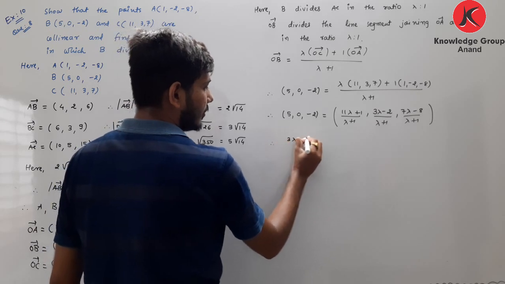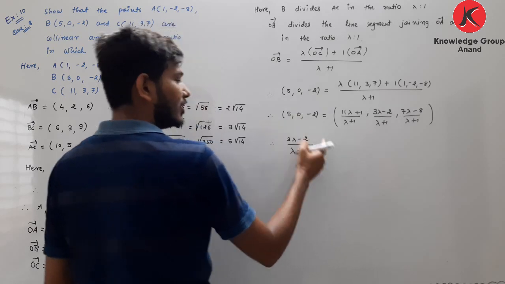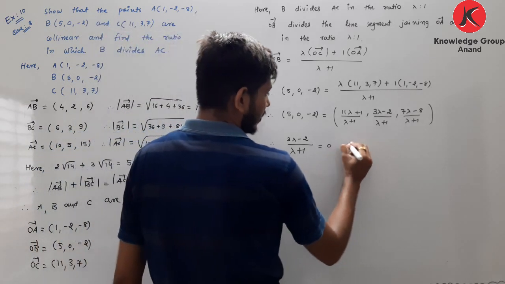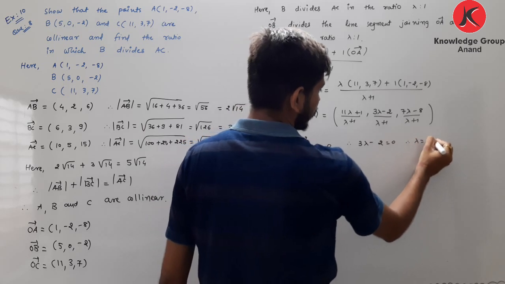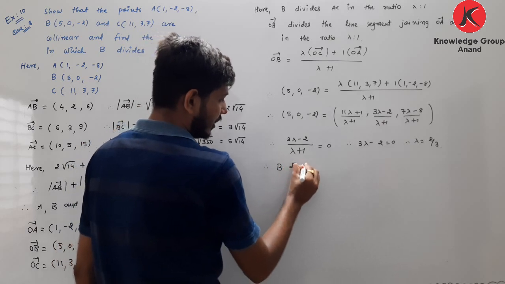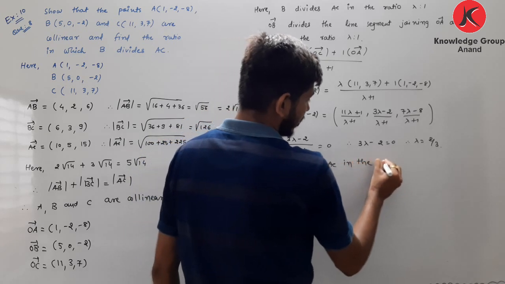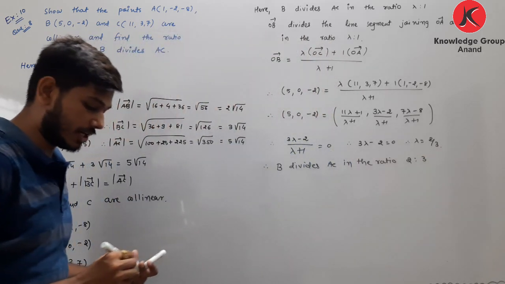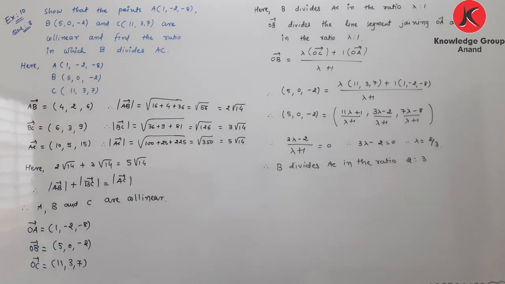Therefore 3 lambda minus 2 divided by lambda plus 1 equals to 0. એ 0 છે તમે કેલ્ક્યુલેશન ઈઝી પડે એટલે લીધું છે. Therefore I will get 3 lambda minus 2 equals to 0. Therefore lambda equals to 2 by 3. Therefore we can say that B divides the line segment AC in the ratio 2:3 here. કયા રેશિયોમાં ડિવાઇડ કરશે? 2:3 રેશિયોમાં ડિવાઇડ કરશે. ચલો ક્લિયર છે.